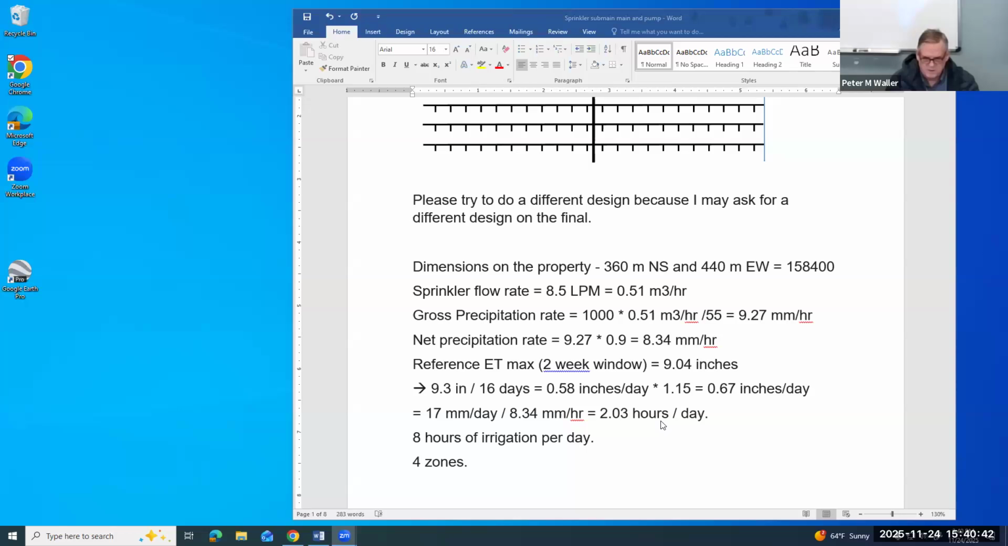Anyway, we're only going to irrigate for 8 hours a day because we don't want to irrigate the trees at night or in the middle of the day, preventing evaporation in the day and mildew at night. So we're going to have 4 zones, because we're doing 8 hours of irrigation per day, 4 zones, 2 hours per day.